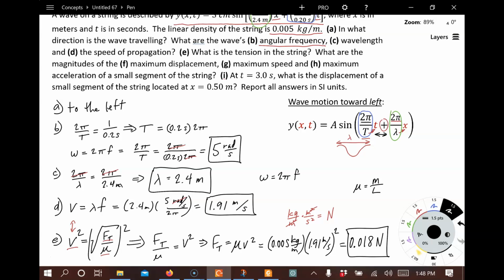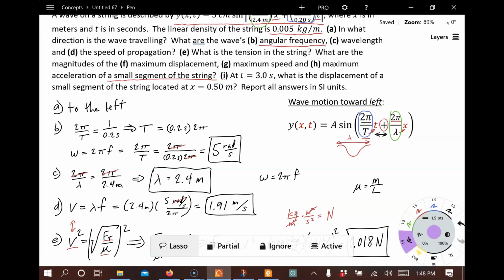All right, so now we're going to look at what are the magnitudes of the maximum displacement, maximum speed, and maximum acceleration of a small segment of the string. In other words, a particle of the string is going to be oscillating up and down. So here is maybe a little portion of the string, my little picture that I drew. That little portion is going to oscillate back and forth, up and down, vertically in simple harmonic motion. And we want to calculate the max values for displacement, speed, and acceleration, the magnitudes.